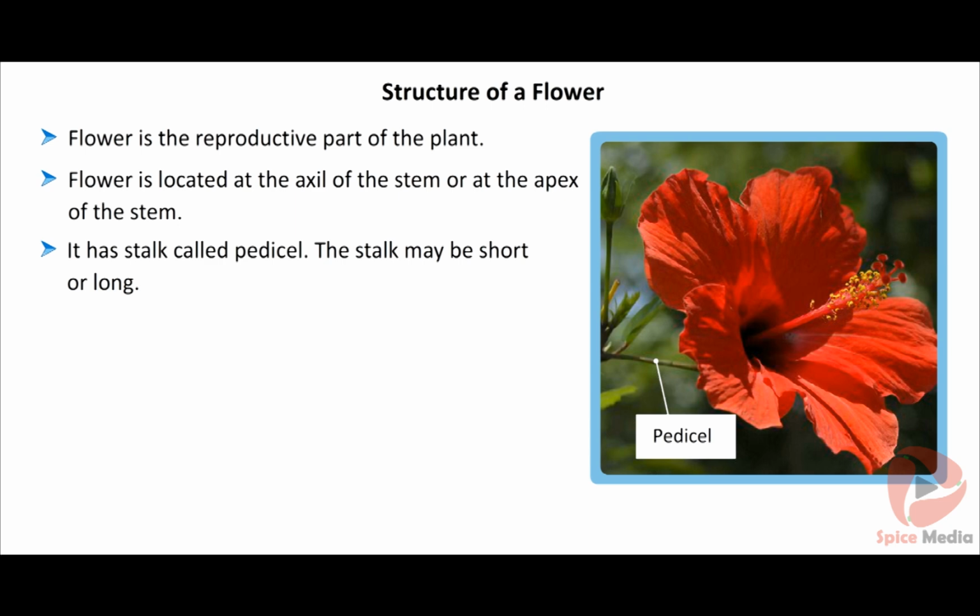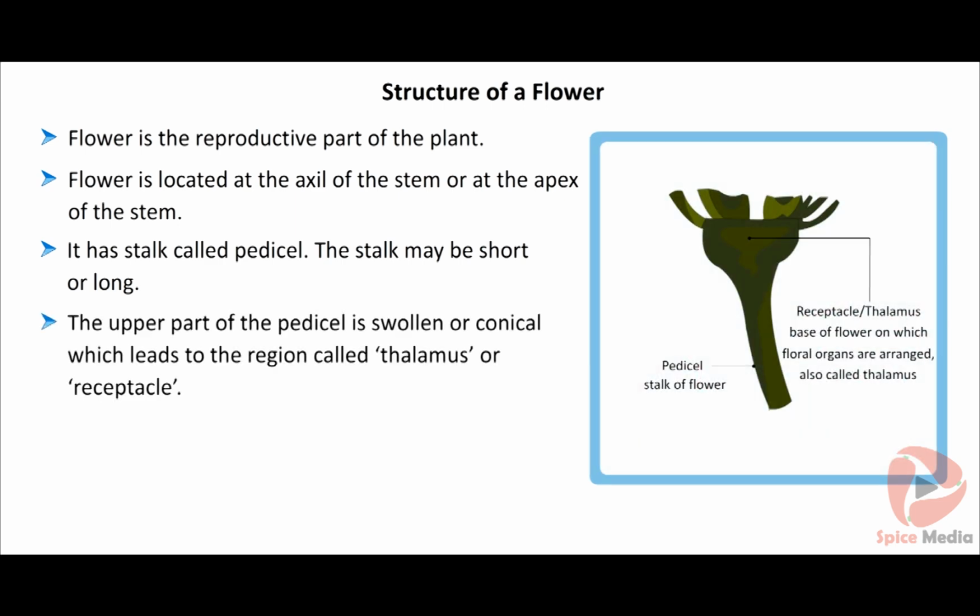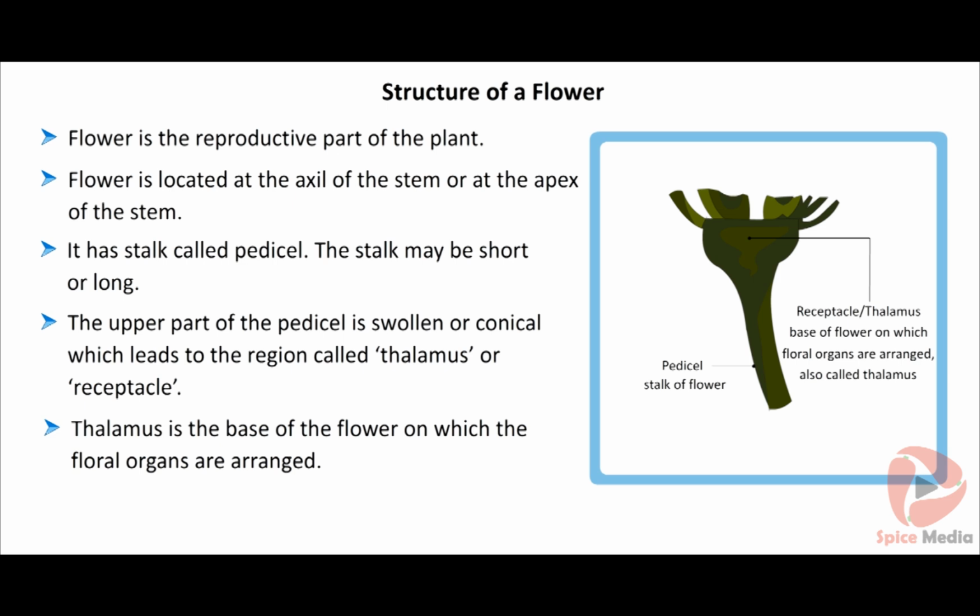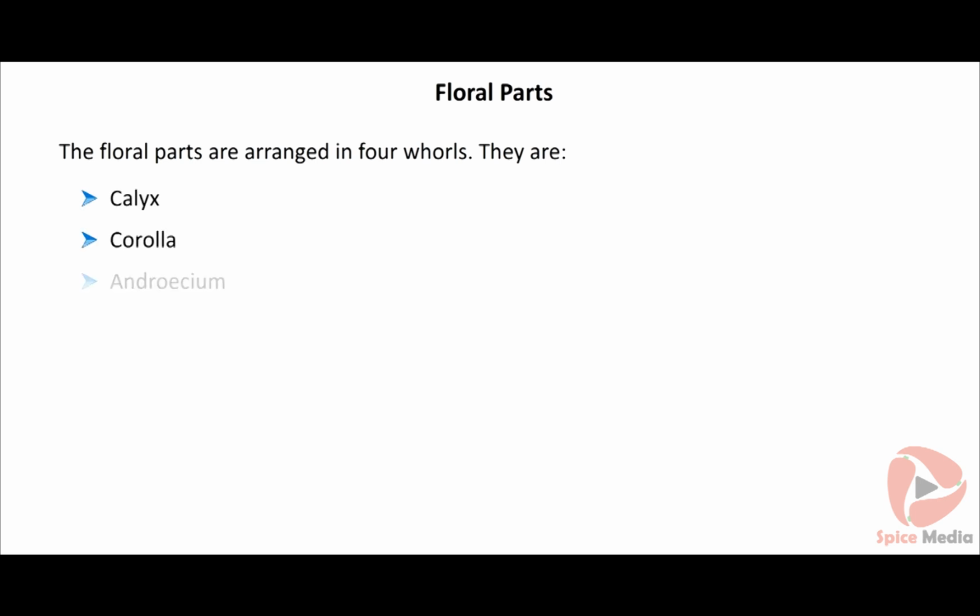The stalk may be short or long. The upper part of the pedicel is swollen or conical, which leads to the region called the thalamus or the receptacle. The thalamus is the base of the flower on which the floral organs are arranged. Floral parts. On the thalamus of the flower, the floral parts are arranged in 4 whorls. They are calyx, corolla, androecium, and gynoecium.